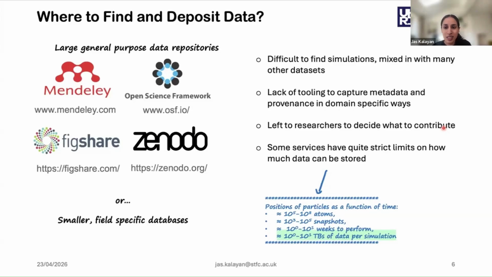And so there's no consistency in how and what we share. Also, some of these services are quite strict on how much data you can upload. So in our case, molecular simulations can be quite large. They can be many gigabytes to terabytes of data per simulation. And so these smaller databases and even these larger ones, it's not feasible to be able to share this data more widely, even if you want to.